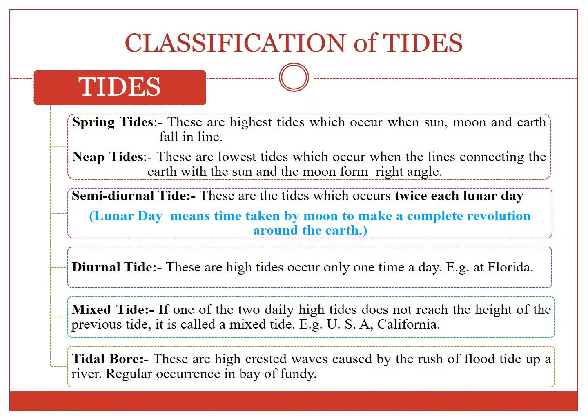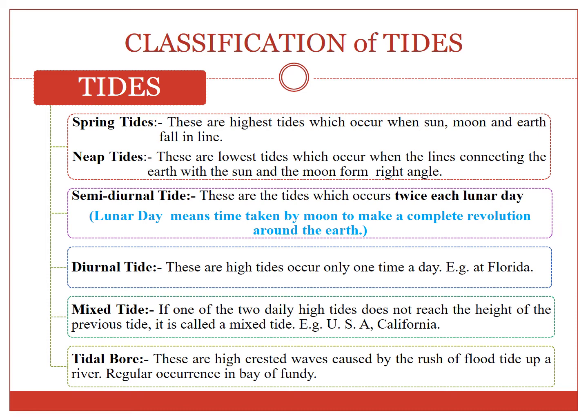So let us talk about the types of tides, the classification. As shown in this slide, there are many types known as spring tides, neap tides, semi-diurnal tides, diurnal tides, mixed tides, and tidal bores. So let us talk about each one by one.